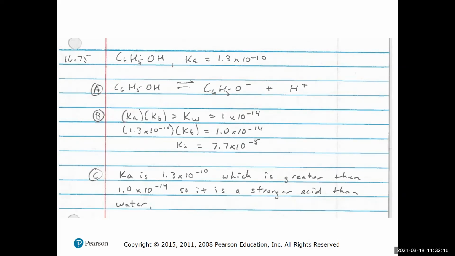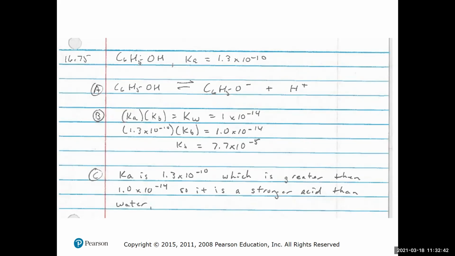What I want you to remember is this relationship here in B. Ka times Kb equals Kw. So since we were given Ka, that's that 1.3 times 10 to the minus 10, and we know that Kw is 1 times 10 to the minus 14, we can plug those values into this formula and then solve for Kb and get a value of 7.7 times 10 to the minus 5.